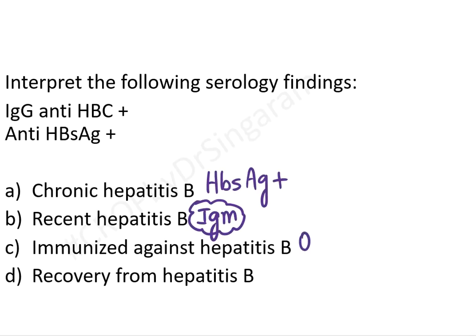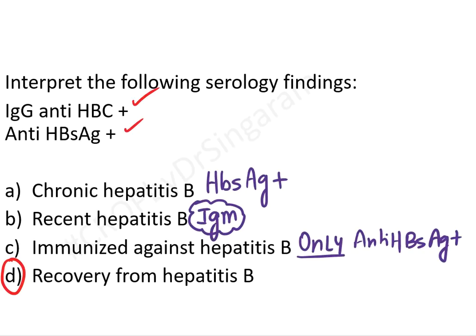If the patient is immunized against hepatitis B, he would have only anti-HBsAg positive, because it's a subunit vaccine, right? We are giving only that HBs subunit. So anti-HBsAg alone will be positive. You will not get IgG anti-HBc. So what is left as the answer for this question? It is recovery from hepatitis B, because the patient has already developed the antibody to both the core antigen as well as the HBs antigen. So the patient has recovered from hepatitis B. He is safe from hepatitis B infection. So that's about this particular question.